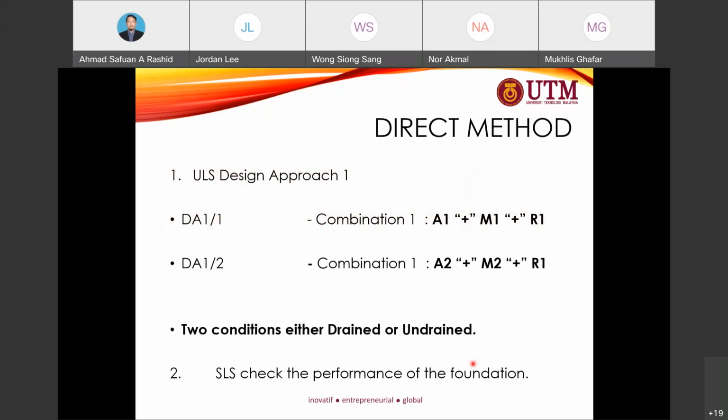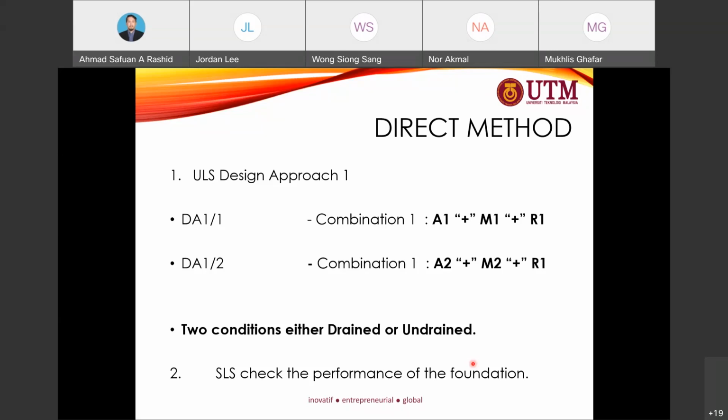So the difference between the Eurocode and the British standard: the British standard differentiates the type of soil based on sand and clay, cohesionless or cohesive. But in the Eurocode, they differentiate the type of soil based on drained or undrained. Drained is more related to sand, while undrained is more on clay.